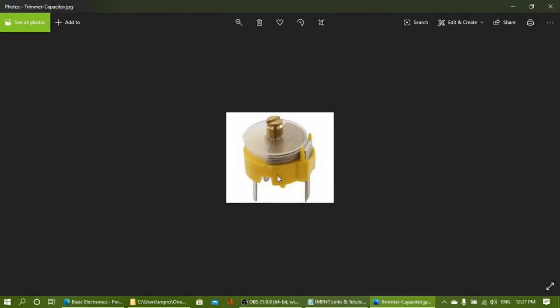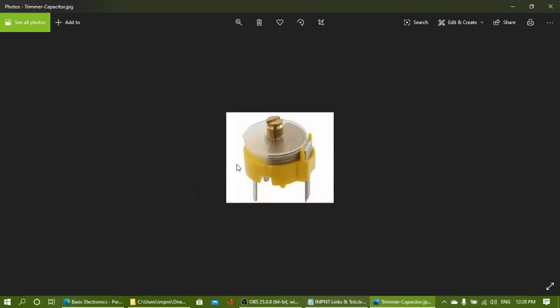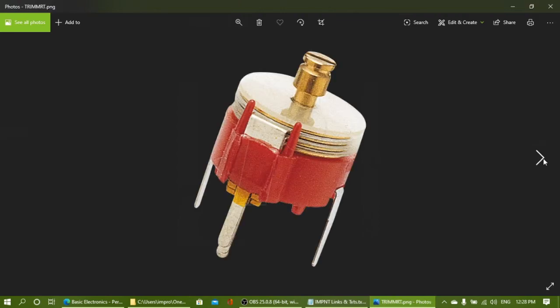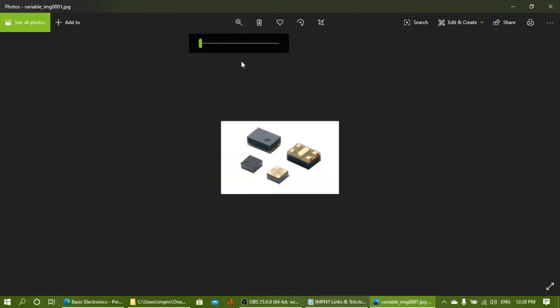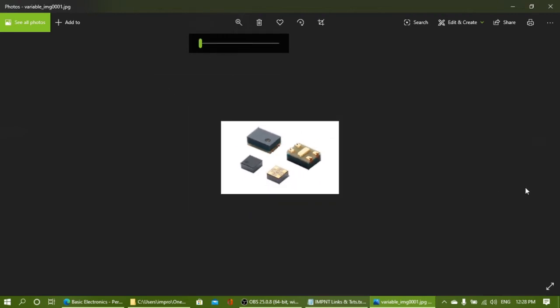This is another kind of trimmer in a different color. Here the color indicates the range of the changing values. Suppose red is for 20 picofarad, blue, yellow, for suppose 0 to 40 picofarad, like that. And this is also one other kind of SMD fixture, SMD console trimmer, variable capacitor.